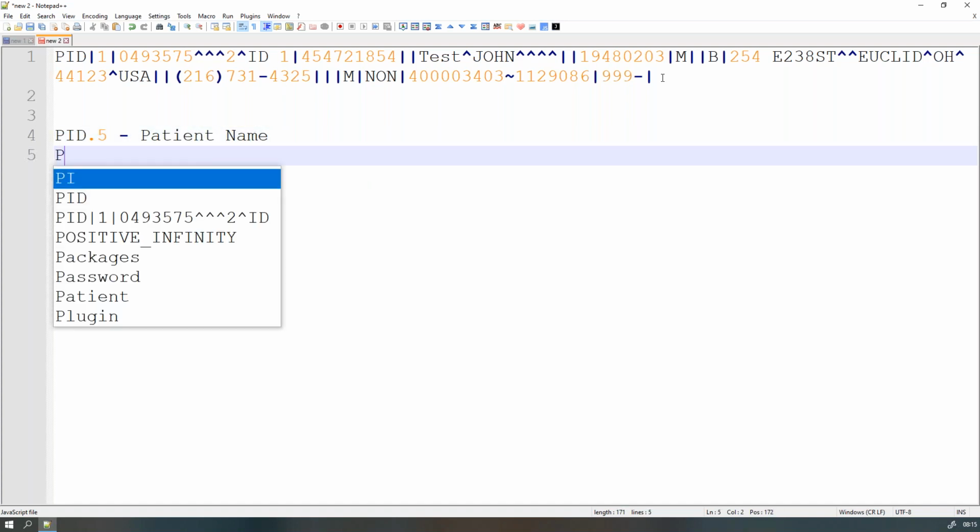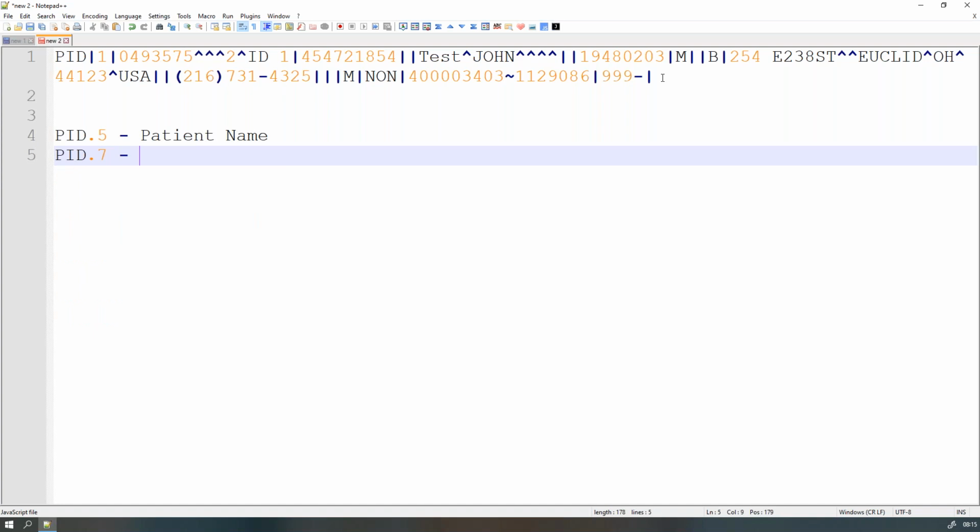Okay, and in PID 7, I am sending date of birth. So that is how I go ahead and navigate through it. What all fields we have for what all kind of data, that is what we are going to take a deeper look at in our future sessions. But this session is limited to understanding the structure of an HL7 message, right? So this is how the segments and fields are divided.